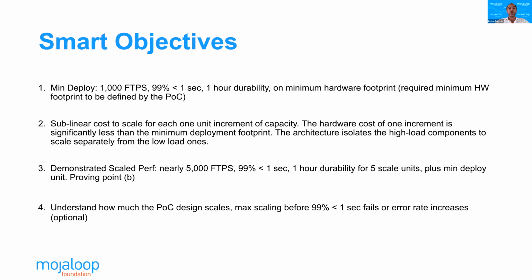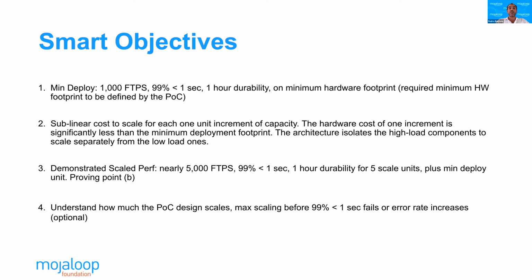The third one is the demonstrated scaling performance, which is, can we achieve 5,000 FTPS, for example, with the same requirements of duration for the requests and the same test that runs for 1 hour, with 5 times the scale, which means if we have 5 times the amount of resources, can we have 5 times the amount of handling ability in terms of load? And this effectively proves that we are scaling horizontally.